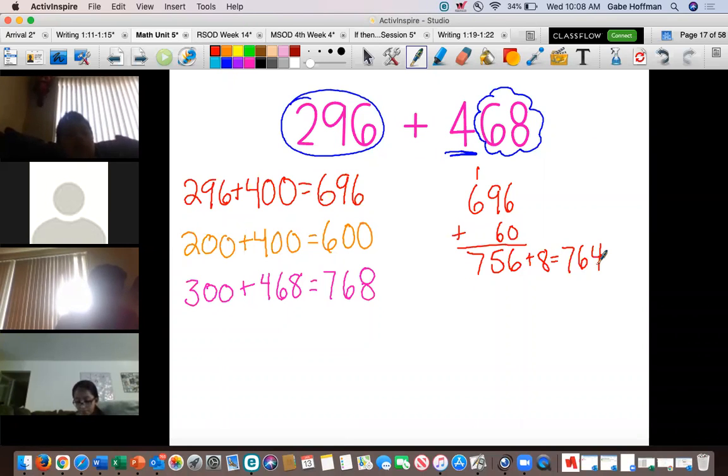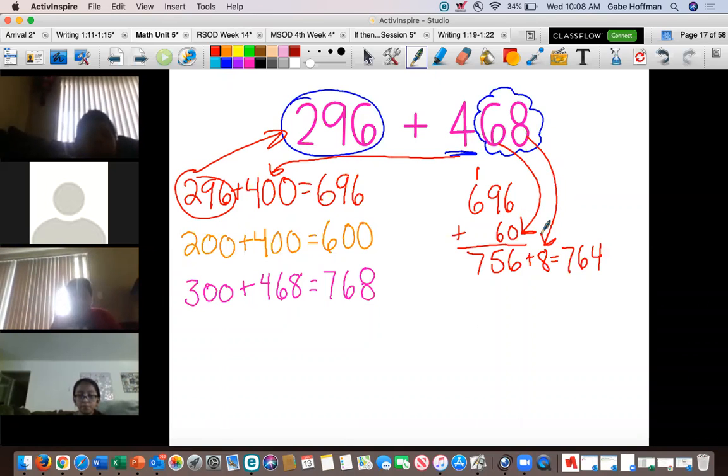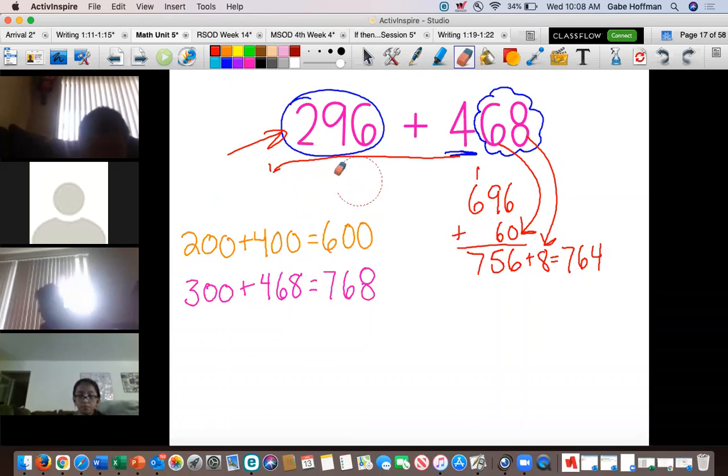When I look at that, my 296 is right here. My 400s are right here. My 60 is right here, and my 8 ones are down there. So really what I just did is add in chunks. I just looked at the starter problem to help me get started. All right, looking at the next starter problem, I'm going to go ahead and clear that one out.